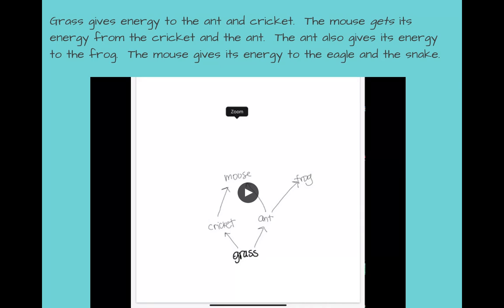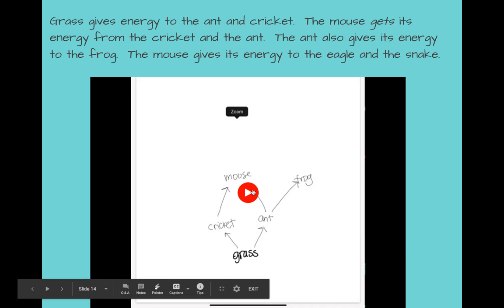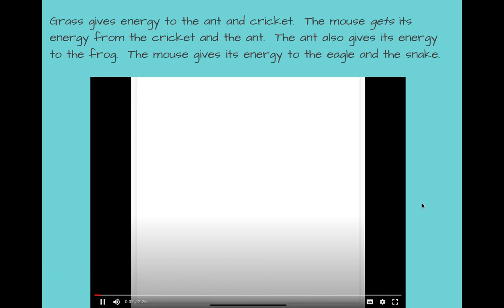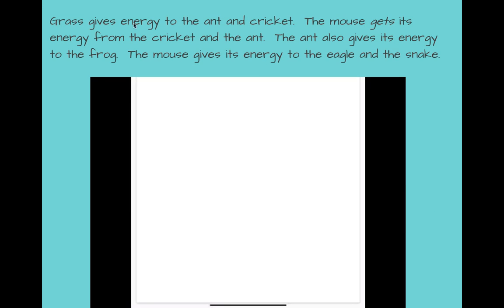Grass gives energy to the ant and cricket. The mouse gets its energy from the cricket and the ant. The ant also gives its energy to the frog. The mouse gives its energy to the eagle and the snake. That sounds complicated, but don't panic. We just need to break it down piece by piece.